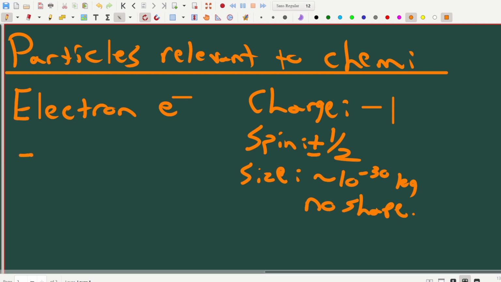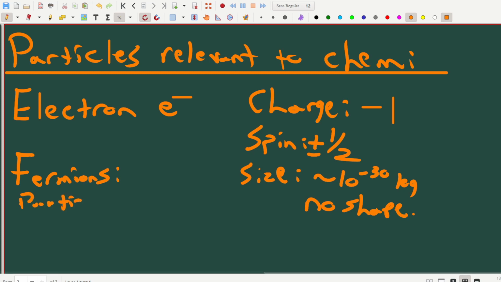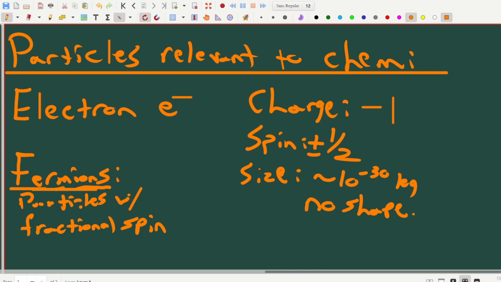There are what are called fermions. These are particles with fractional spin. All right, 1/2, 3/2, 5/2. Some examples of fermions are electrons, and as we'll see, protons and neutrons are also fermions. Most of the particles that we can feel and touch and use on a regular basis, the things that we think of, are usually fermions. They have a half spin, and they have a very, very unique property. And I'll explain that in a second.